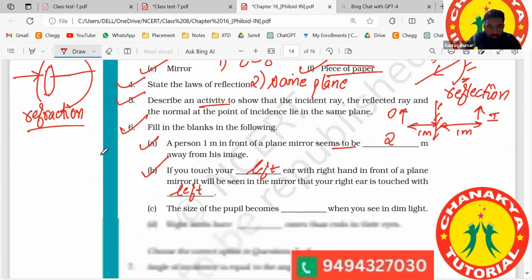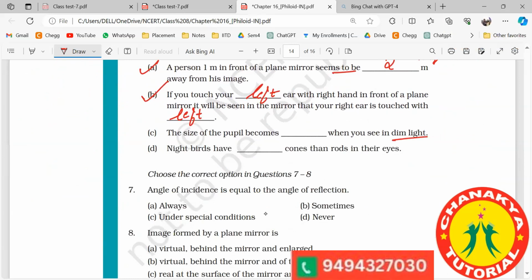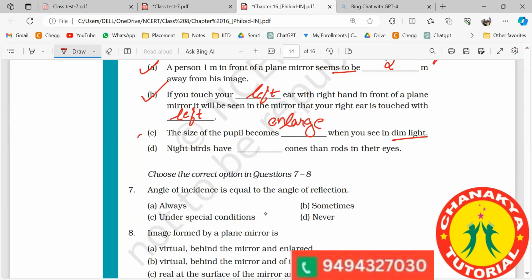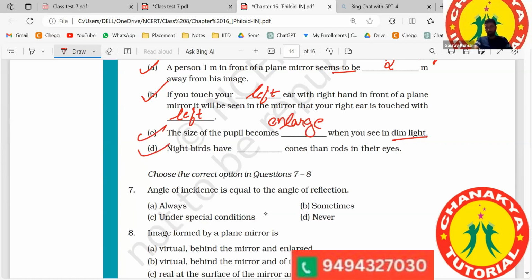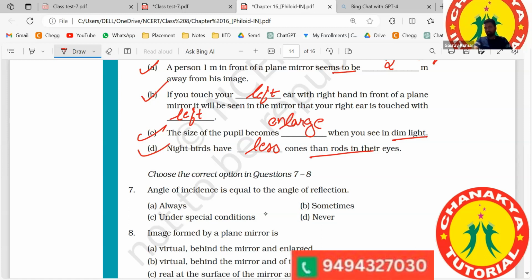Now C part, the size of the pupil becomes dash when you see in dim light. Increases. Enlarges. And night birds have dash less horns, okay, then rods in their eye.